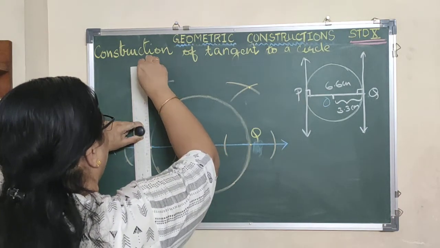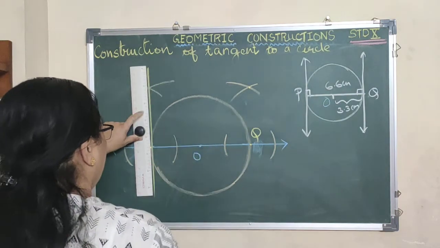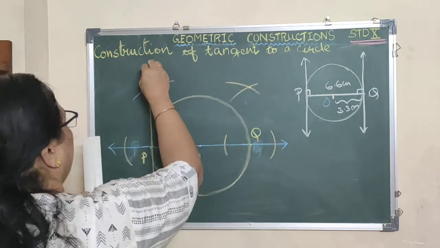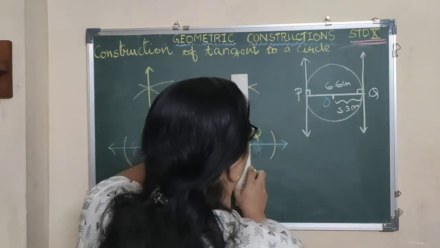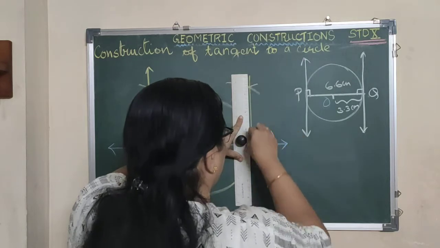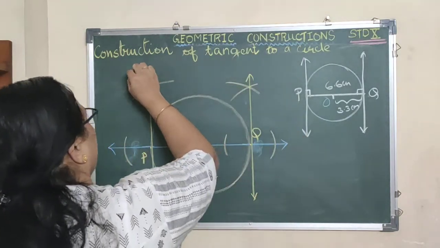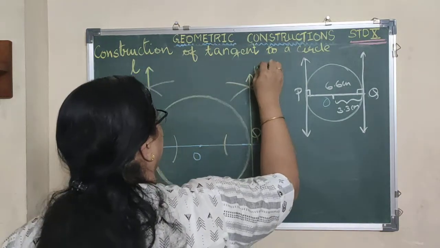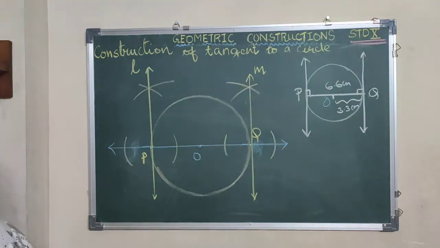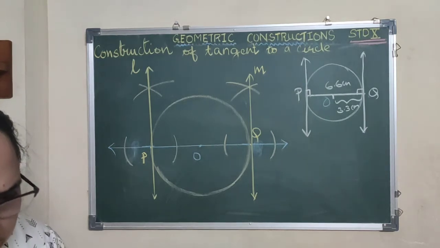So I draw my tangent passing through point P. Here is the tangent passing through point Q. So we can name these as line L and line M, the tangents passing through points P and Q respectively. So now, write your observation about the tangents.